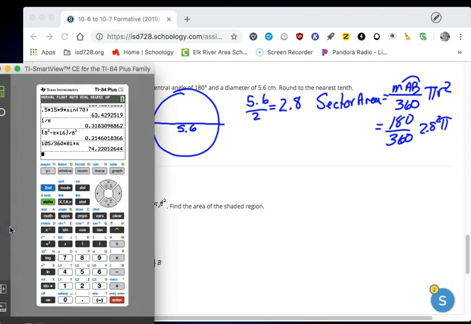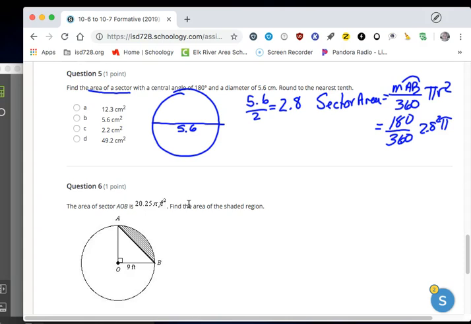Now, if I put this in my calculator, just to make sure that my 5.6 divided by 2 was 2.8. Okay, so now I've got 0.5 times 2.8 squared, because it's area, times pi. That's going to come up at 12.31. So my selection's here. I'm just going to finish it out that it is 12.31, and that's centimeters squared. And it says 12.3 rounded to the nearest tenth.